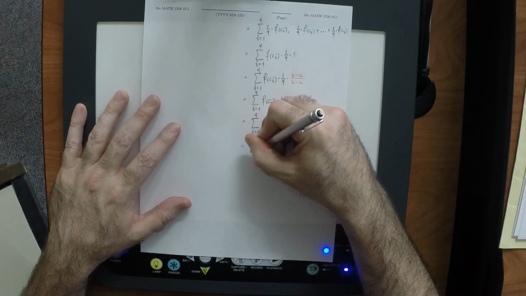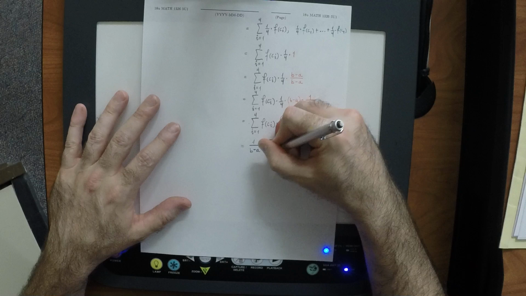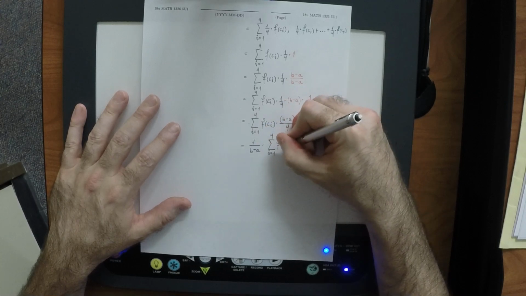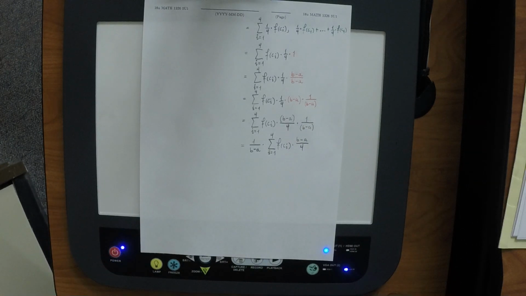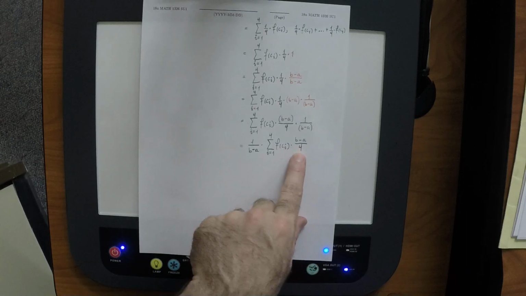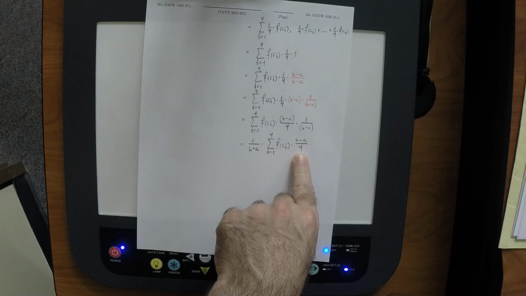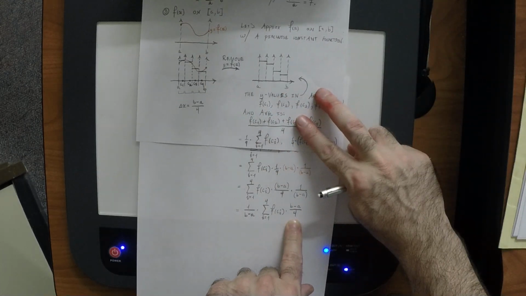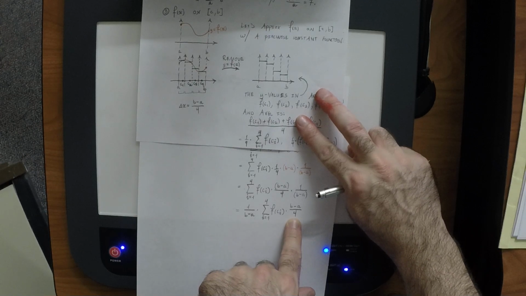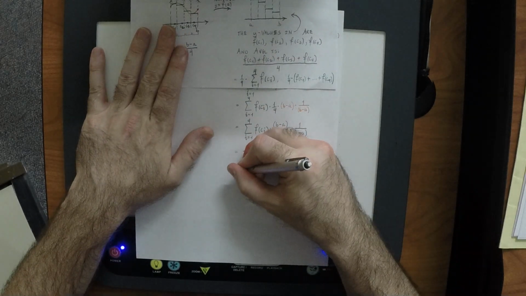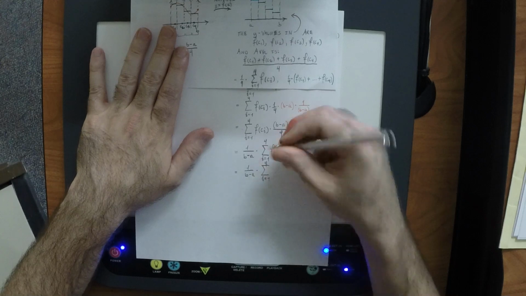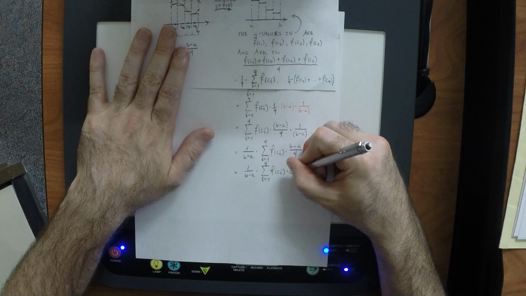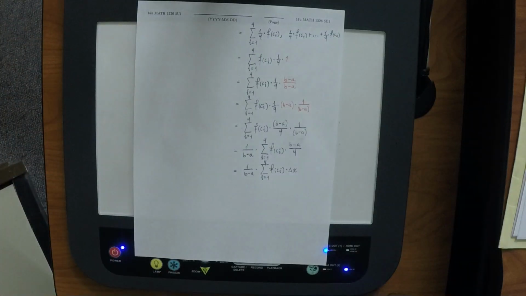So now it looks like 1 over b minus a multiplied by the sum from i is 1 to 4 of f of ci times b minus a over 4. And now we have one last thing. As it turns out, we already have a name for b minus a over 4. What was it? Delta x, right? Delta x just being the size of the equal size pieces that we cut the interval into.